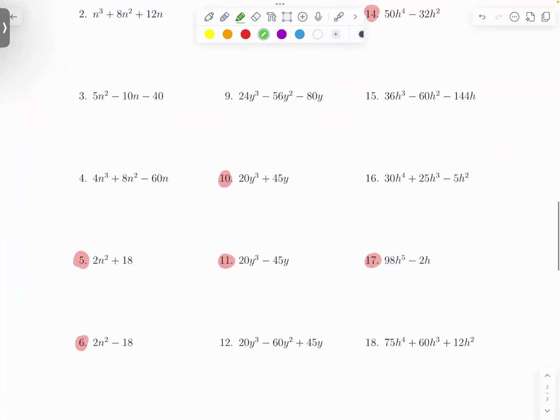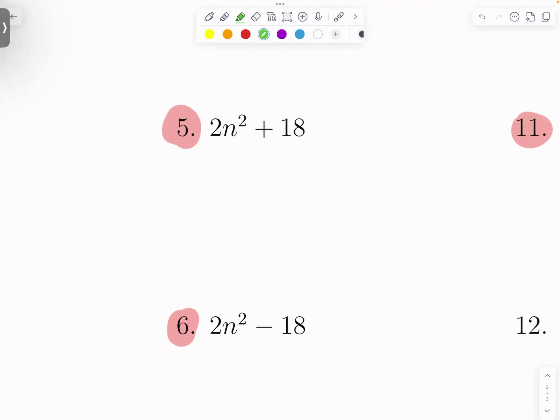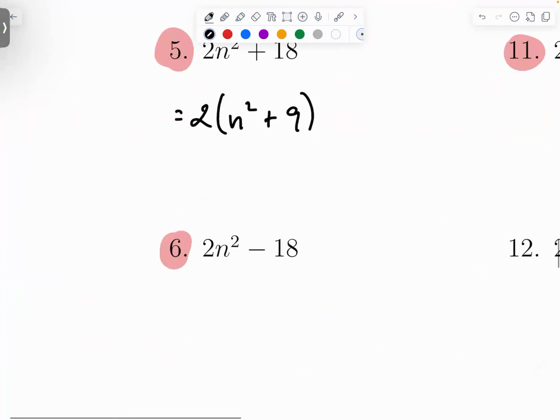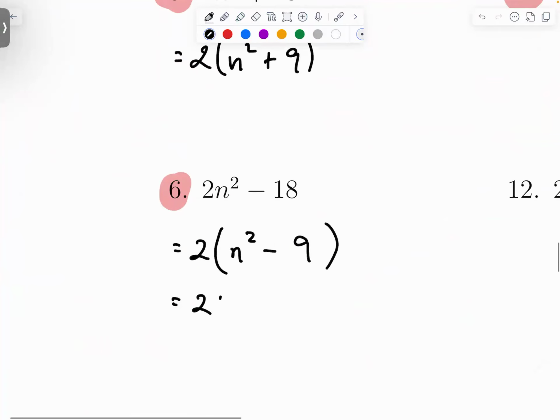Okie dokie. Number 5 and number 6. Now they look very similar, right? First, get a 2 out. So you have n squared plus 9. Anything else we can do? Nothing. How come? It's n squared plus 9. If it's a squared minus b squared, you could. This is a plus. Cannot do it. But for number 6, after you factor out the 2, you could do something further because it is a squared minus b squared. So n plus 3, n minus 3.